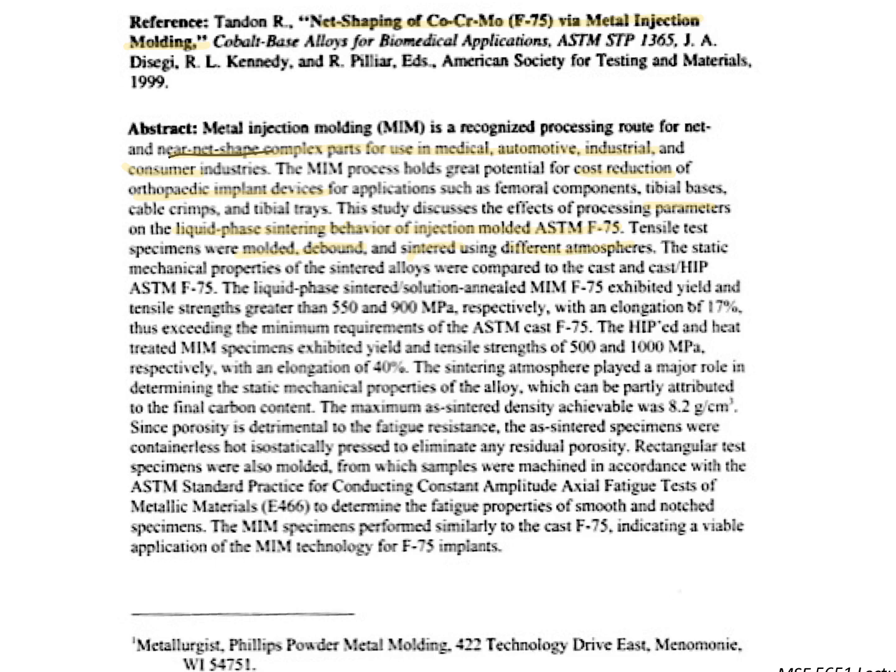And then critical at this point in history is comparing to the cast and cast/hip ASTM F75. So he's trying to say, is this stuff as good or better than what's out there in terms of casting? So this is a historical question. And then he's talking about the liquid phase MIM F75 greater than 500 and 900 MPa with an elongation of 17%, thus exceeding the minimum requirements of ASTM cast F75.